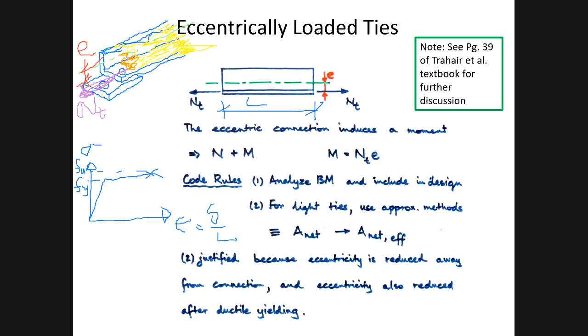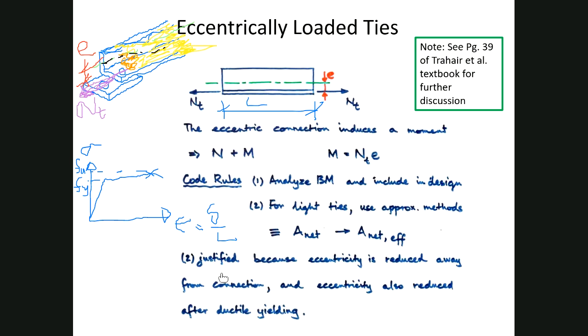So the justification for using an approximate method is that this eccentricity starts to reduce away from the connection. The eccentricity is up here at the start, but as I move away from the connection, it'll move down into the bottom in there. So we don't have the same moment in there as we move away from it. So back here where we were checking before for the plastic resistance, it's less affected by the eccentricity of the loading.